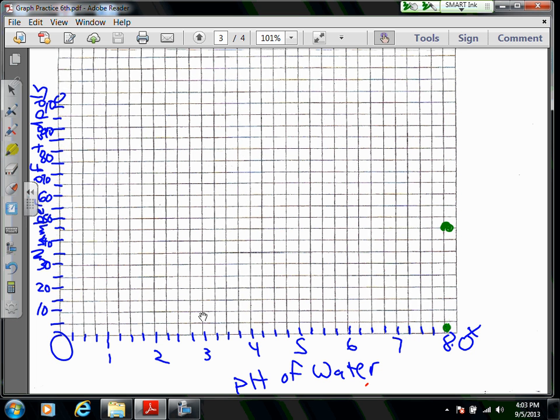Okay, at 7.5, there are 55. Well, where's 7.5 here? Well, it's right in the middle. It's right there. So there are 55. Here's the 55 line. Here's the 7.5 line. Plot. Again, you don't want those lines in there. So we did that. Okay, next is 7 and 78. So 78 is right about here. Right there, plot that point.